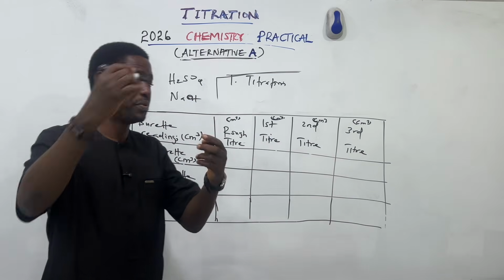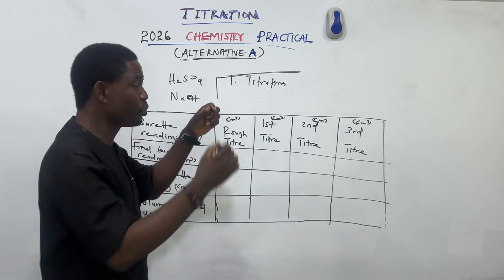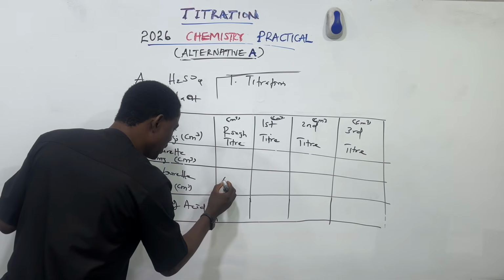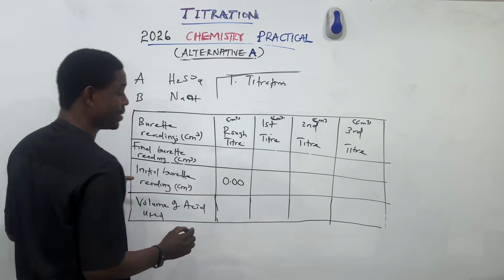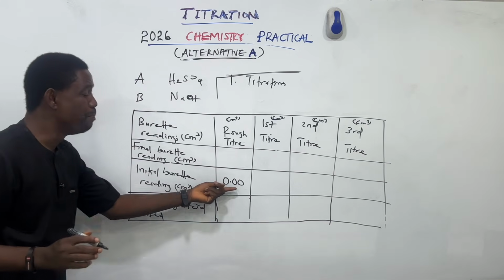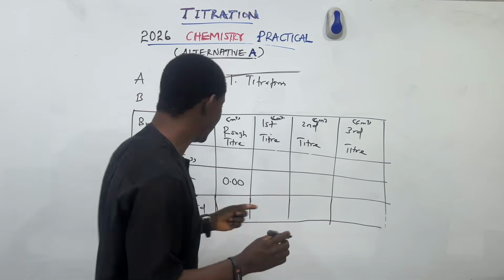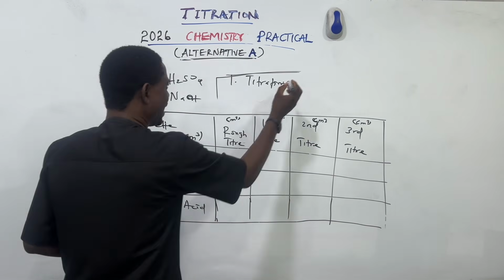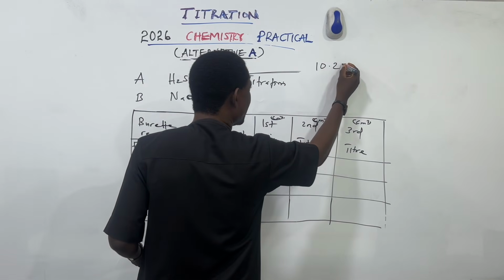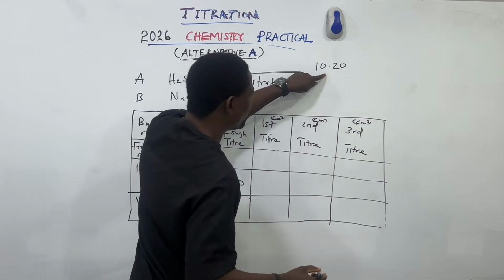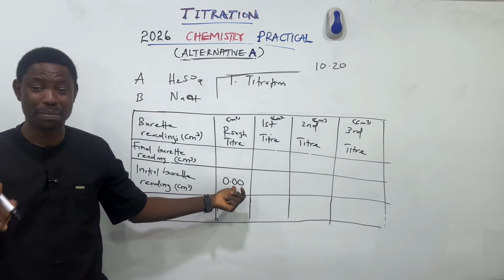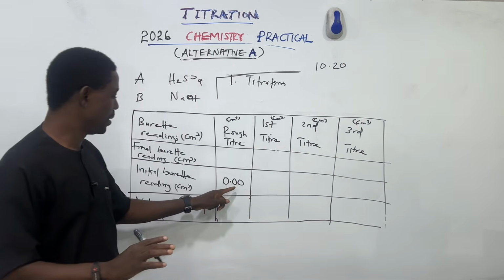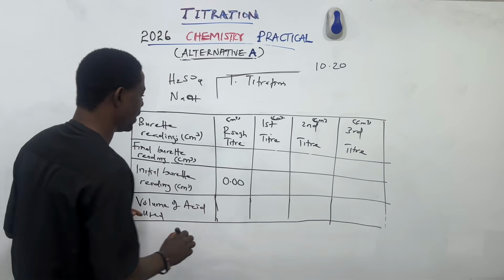So when you fill your burette to 0, that shows that initial, you're starting with 0.00. Make sure it is to 2 decimal places. Just like if something is 10.2, don't write 10.2, it must be in 2 decimal places. Please write that one. It's very important. 0.00. I hope you have seen that.